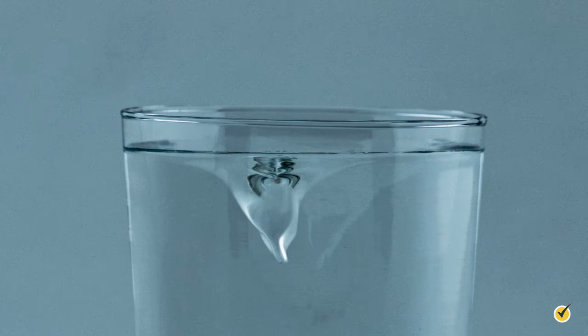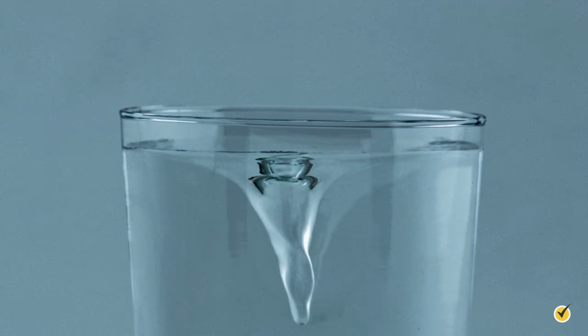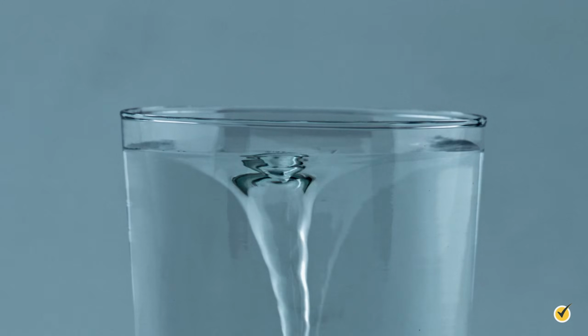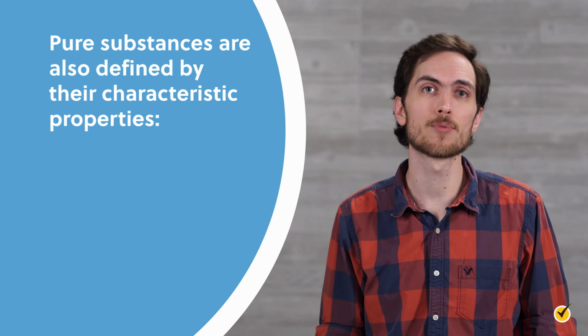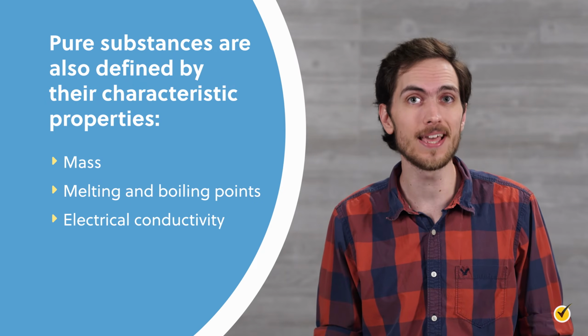Compounds cannot be physically separated into discrete parts or particles because they're held together by chemical bonds. Chemical reactions in which these bonds are broken result in compounds being separated into their constituent elements, and this would change the properties of the substance. For example, when table salt dissolves in water, the sodium and chlorine atoms separate and form electrically charged particles called ions. Pure substances are also defined by their characteristic properties, such as mass, melting and boiling points, electrical conductivity, and solubility.